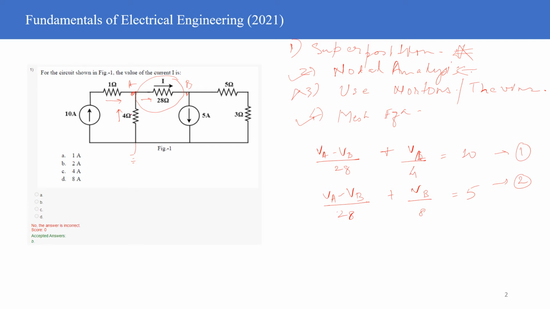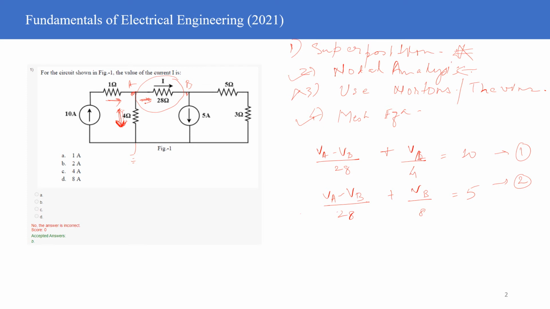I've shown the directions a little wrong here, right? If you see equation number one, the current direction in this branch should be like this, because the current is flowing out and this current is coming in. So for equation number one, the 10 ampere current is coming in, and these two currents are flowing out. That gives you equation number one.